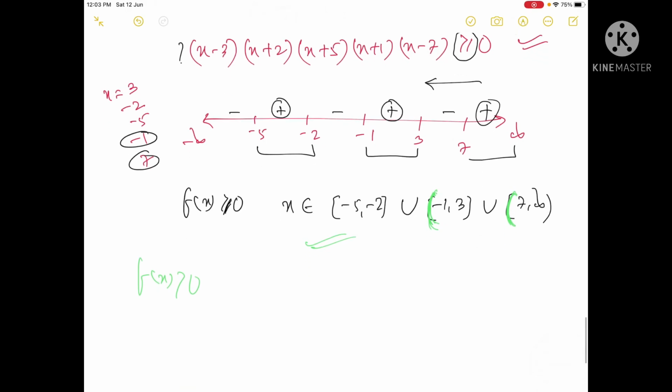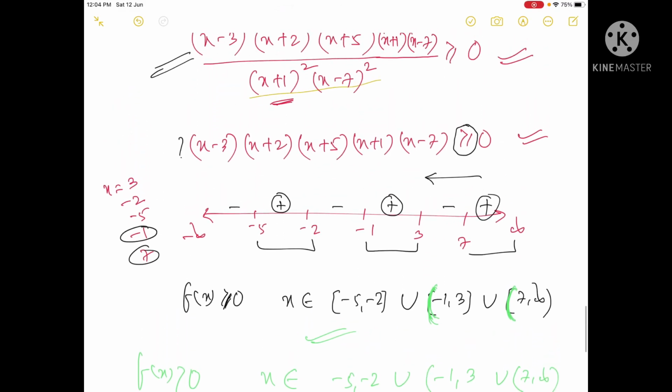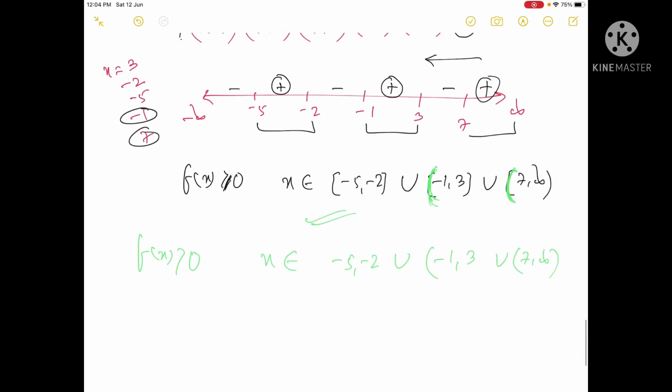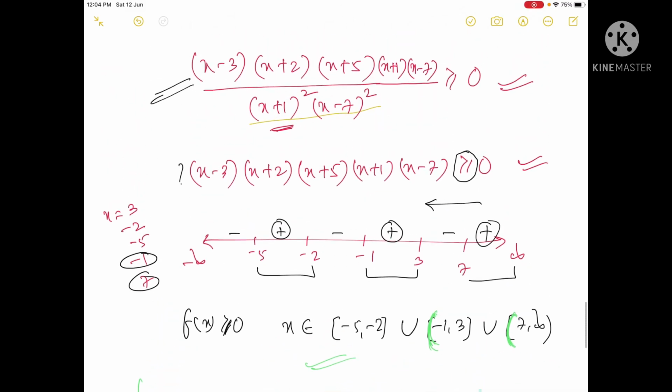That means if you want to find the values of x for f(x) greater than 0, now it will be x belongs to minus 5 to minus 2, union, minus 1 to 3, union, 7 to infinity. 7 and minus 1 are always open because at these points the denominator will be 0. Now since equals to 0 is not included here, all will be open. Hope you understood this question. Thank you.